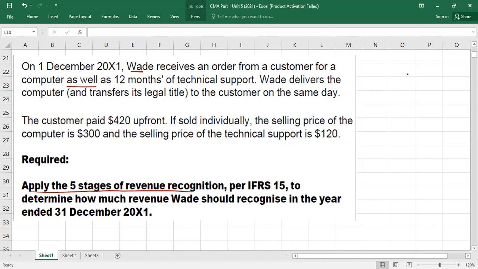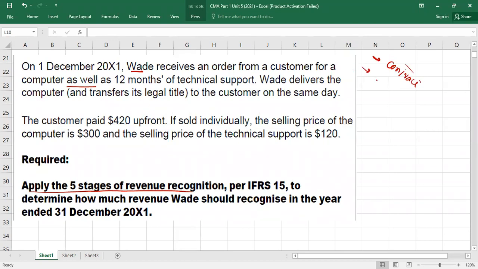For example, when you visit the grocery store, you don't need to sign any contract with the seller. You just pick the item and pay for it. It means there is a contract. Here the customer approaches the seller and the seller has delivered the computer at least on the same day to the customer. So it means there is a contract. And we will talk more about the contract while I explain these 5 steps.